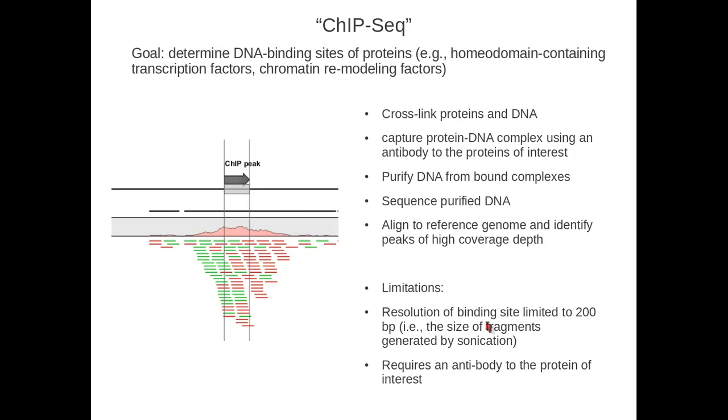So this has some limitations. The resolution is limited by the fact that when we do the short read sequencing, we shear the DNA. These fragments are generated by sonication and are typically about 200 bases, so we can't get any closer here. And also we have to have an antibody to the protein of interest, which, by the way, is a lot of work to create.